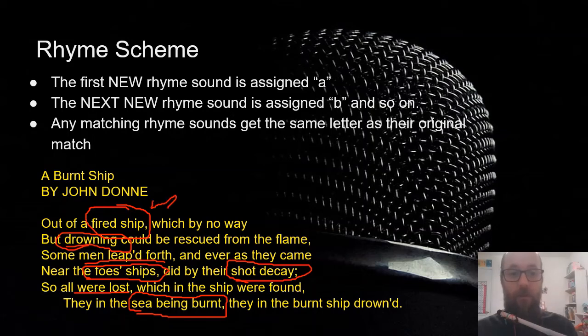The ship was fired, a fired ship. So he's making a word play, kind of not a joke, but a word play, like a fired ship, like the ship was fiery, but also firing guns would be like, fire. So these men were fired upon. And so those in the sea were burnt, and those in the burnt ship were drowned.